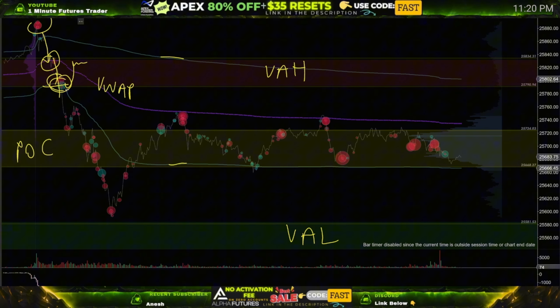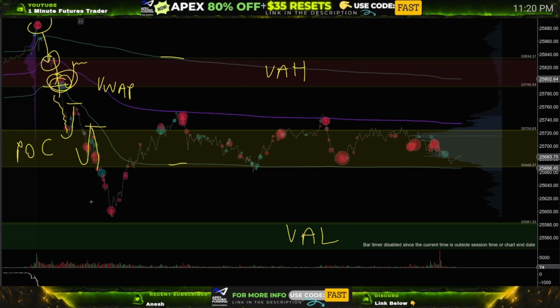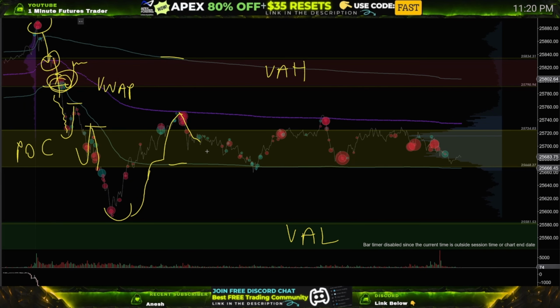So after failing here, we just went to test the point of control. We did one bounce, got rejected. We did another bounce, got rejected. We went through the point of control to test the value area low here, and we did a bounce. We went back inside the point of control, tested the VWAP, got rejected, and for the rest of the day we pretty much just went through the point of control. We did one more time here after 2 p.m., I believe, to test the VWAP, and failed.